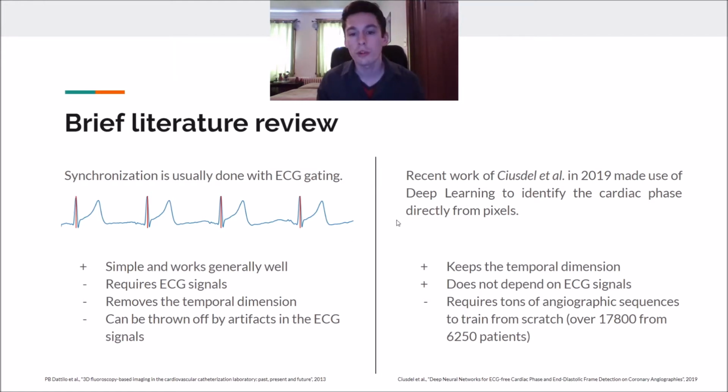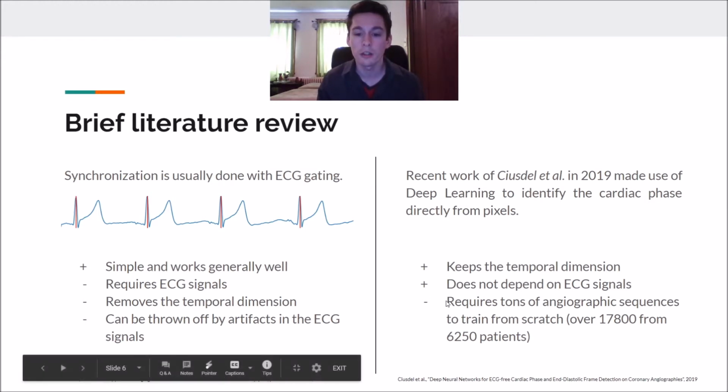The recent work of Suesdale et al. made use of deep learning to identify the cardiac phases directly from the pixels. This allowed them to keep the temporal dimension and did not depend on the electrocardiogram signal. However, it required a ton of data to train their model from scratch.